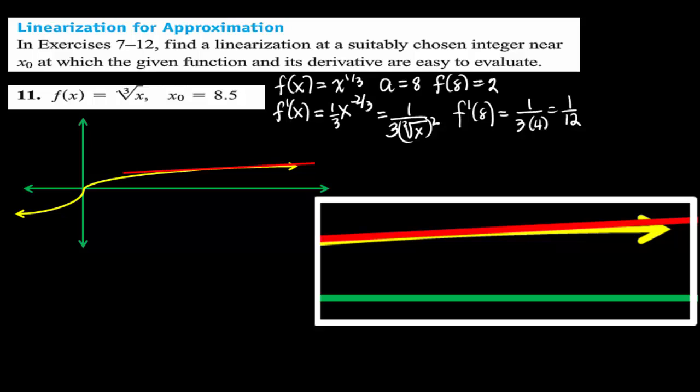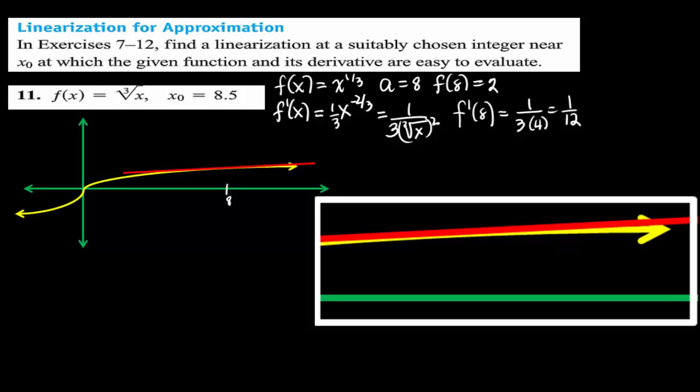And look, here's x equal to 8. And this is what I'm saying. If we approximate the cube root of 8.5, that's a 0.5 distance from 8, and we still have a good approximation. Okay, but we're not done yet.